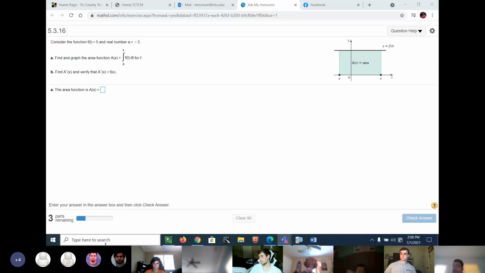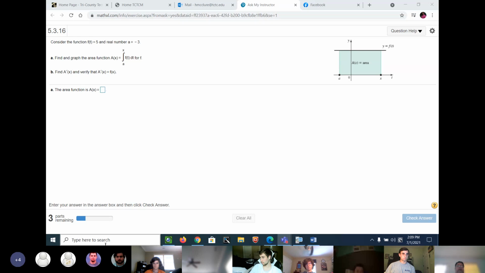Consider the function f of t is equal to 6 and the real number a is equal to -4. A, they want you to find A of x is equal to the integral from a to x, antiderivative f of t dt. And then B, they want you to find A prime of x.